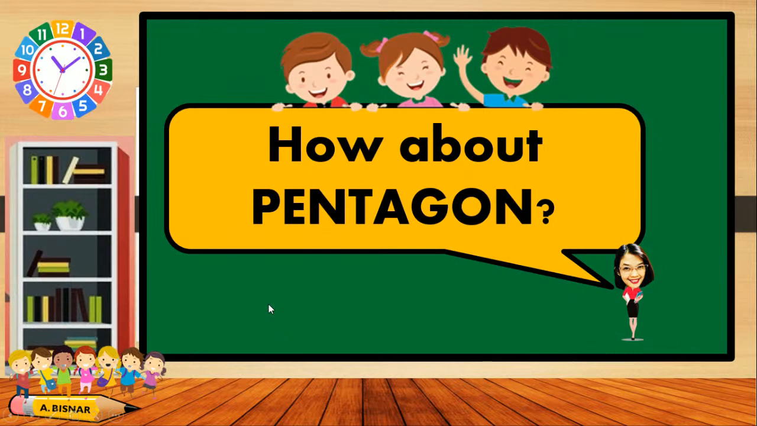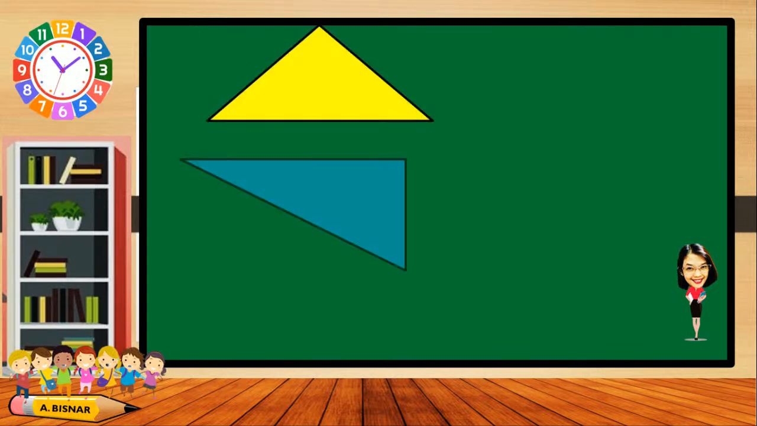Next, how about pentagon? So in here, we have 3 triangles. Is there a pentagon? Meron ba? Kung wala, bakit? Do you know how to draw a pentagon? Your answers are correct. It's 360. Okay, wala. Because all illustrations are examples of a triangle.